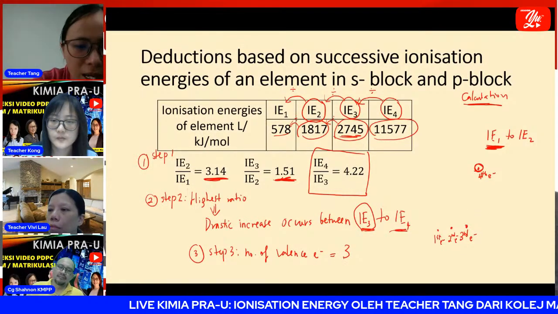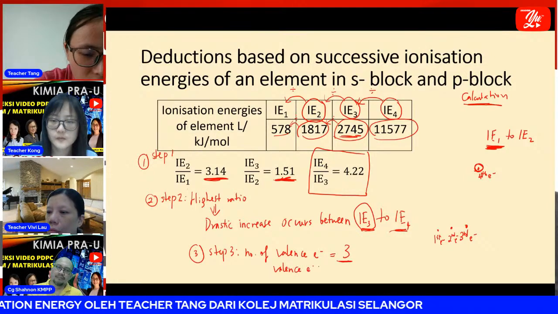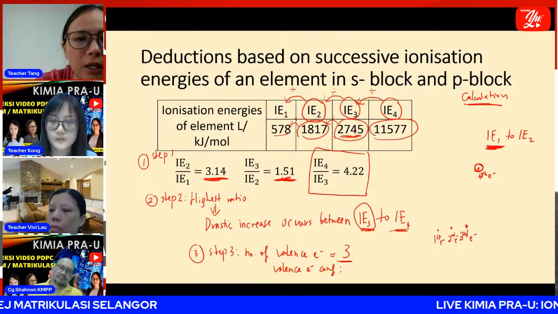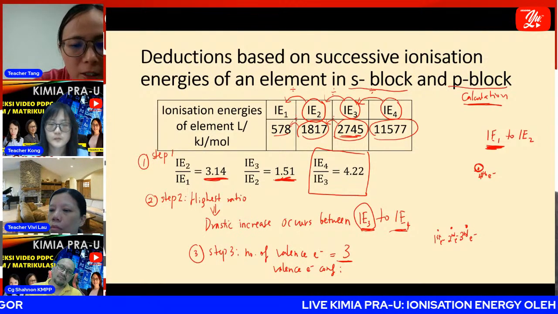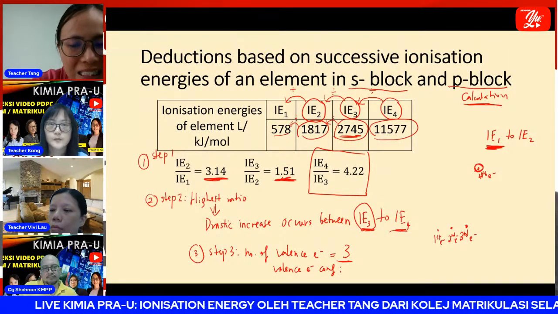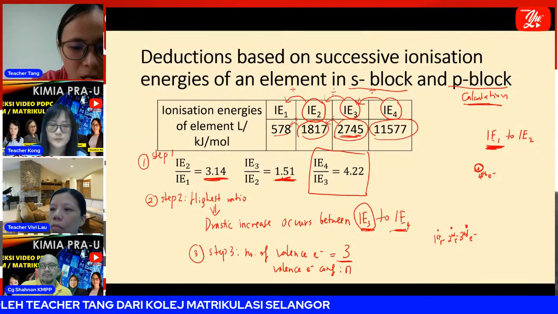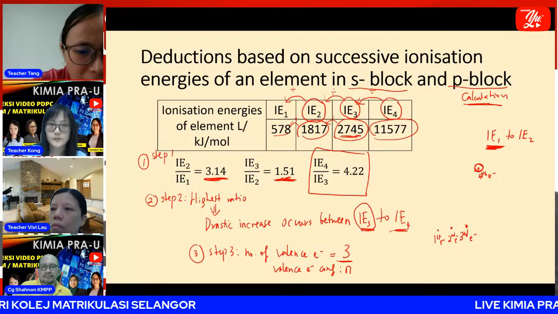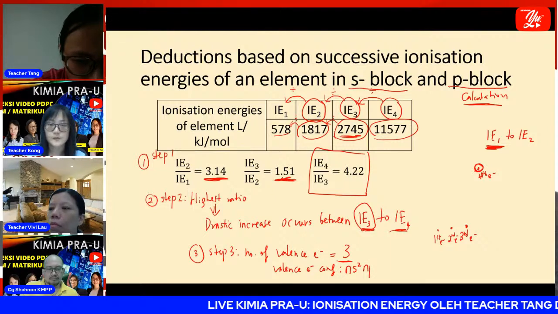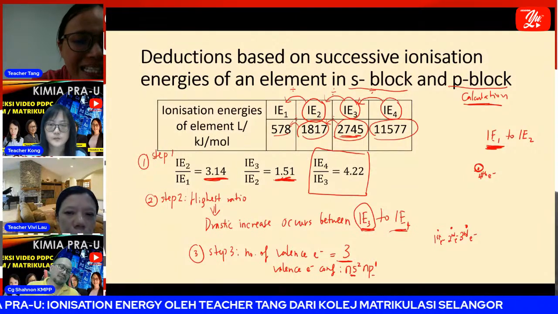Okay, so after we get the valence electron, then we can write the valence electronic configuration. For successive ionization energy, you can only deduce for S and P block element. If there are 3 valence electron, how should we write the valence electronic configuration? We do not know the period, so we write it as n. So remember, 3 valence electron, so 2 must go to s subshell and another one must go to p subshell.